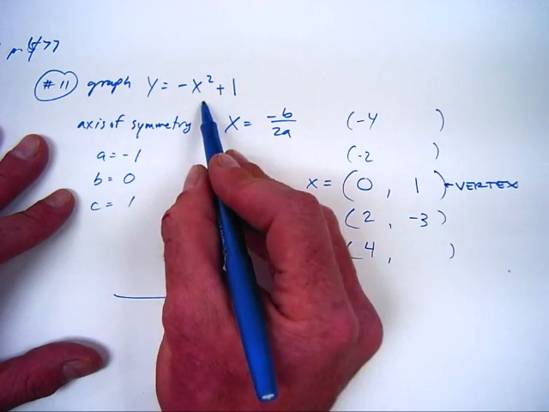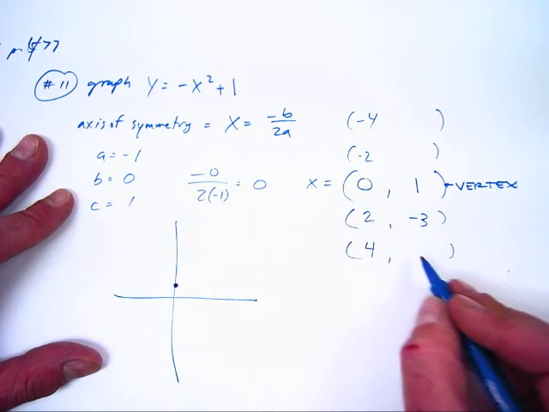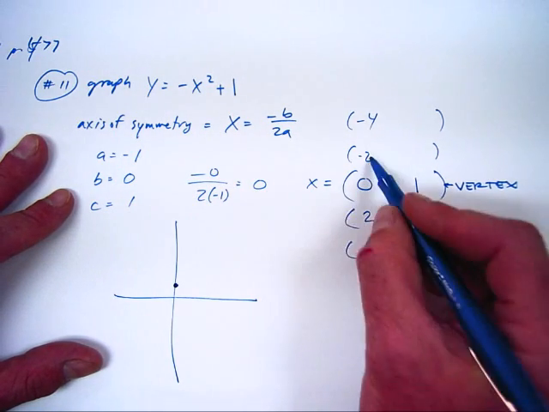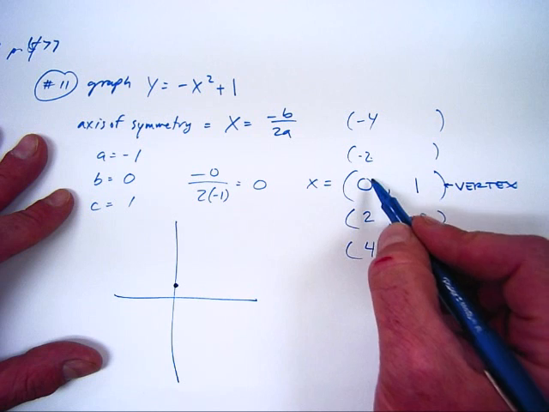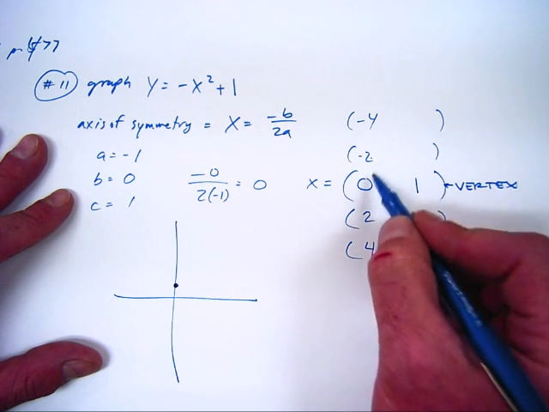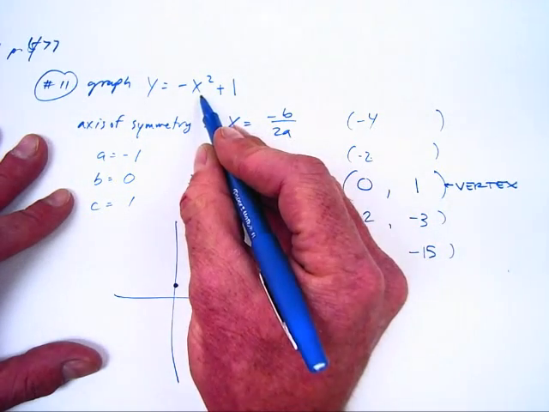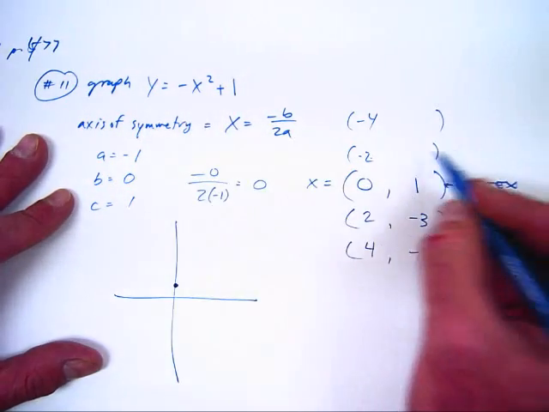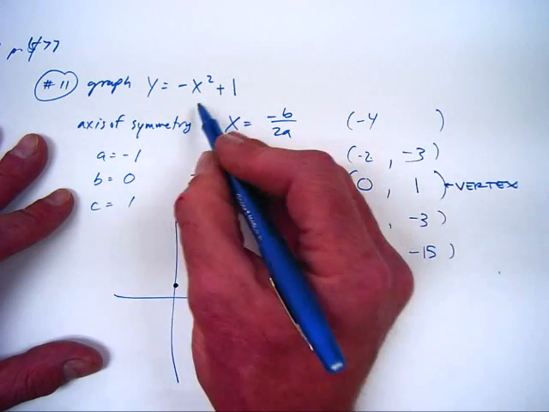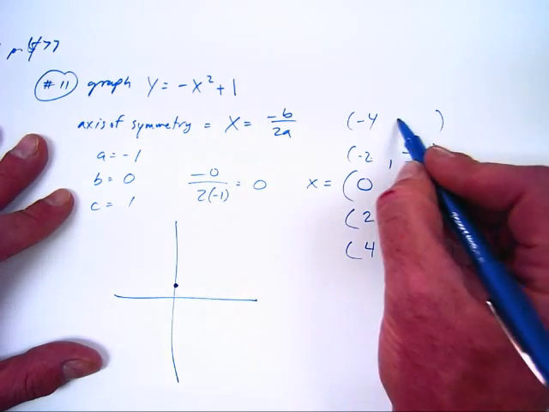If I plug in 4 here, I get 4 squared is 16. Tack on a negative, -16 plus 1 is -15. I should get the same answer when I plug these in because they're the same distance from 0 as these are from 0. So -2 squared is 4. Tack on a negative is -4 plus 1 is -3. -4 squared is 16. Tack on a negative is -16 plus 1 is -15.